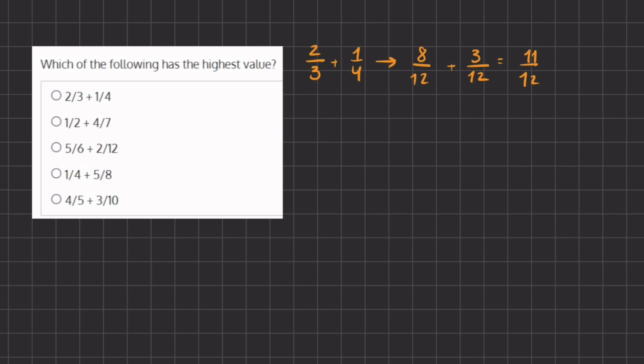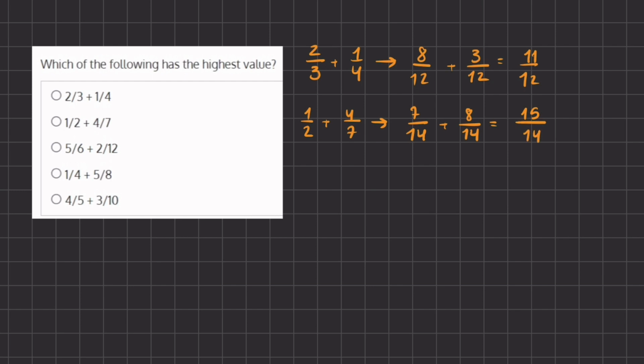Now let's move on to our second one. We have 1/2 plus 4/7. Now in this case, our least common denominator is going to be 14. And in order to convert our first numerator, we want to multiply by 7, so our numerator is going to be 7. And our second numerator is going to be 8. Alright, so when we add these two up together, we have 7 plus 8, which gives us 15 with our least common denominator of 14.